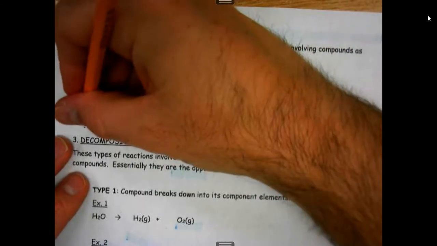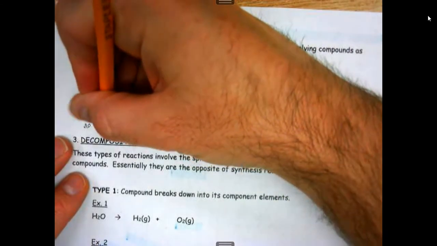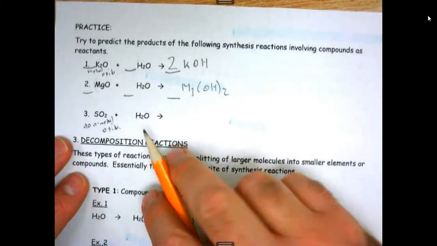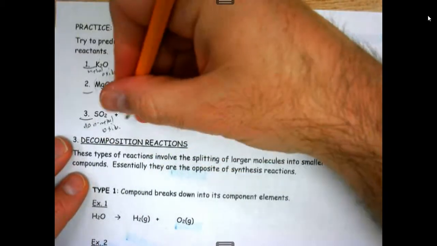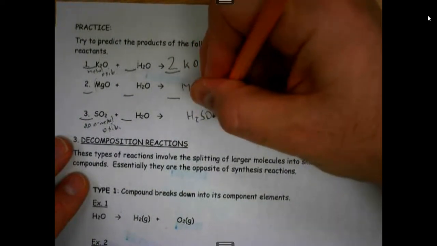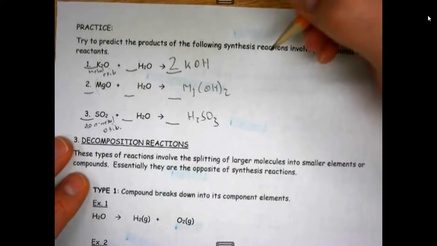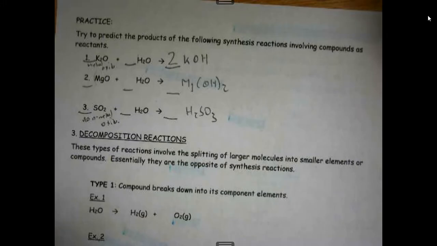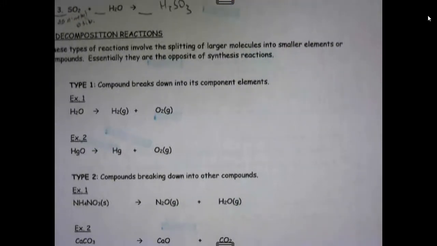This is a non-metal oxide, plus water. It's going to be, like we saw before, H2SO4, in this case from SO3. I just have to make sure they're balanced, and I think they already are. Okay. All right.